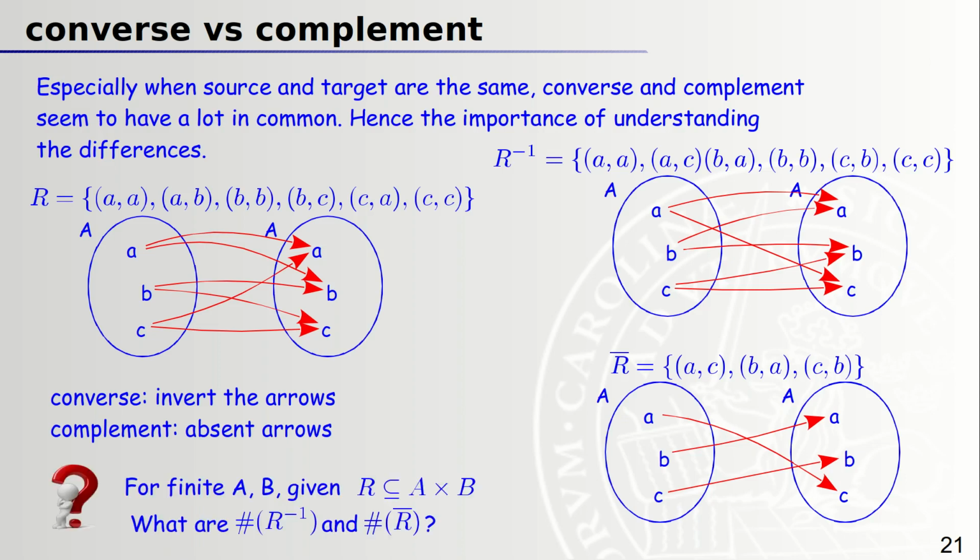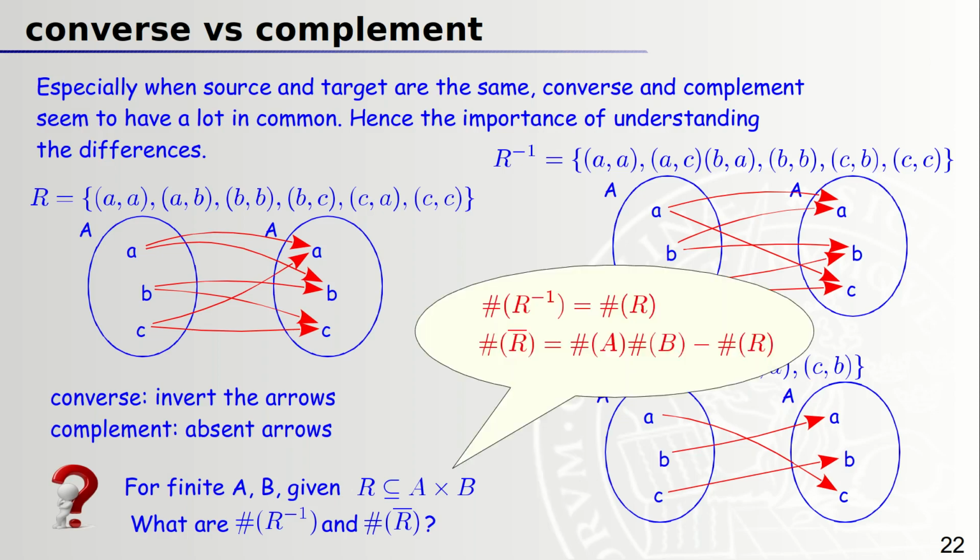Now suppose we have finite sets A and B and a relation R from A to B. What can you say about the cardinalities of R's converse and of its complement? The cardinality of the converse is the same as that of the original relation. And the cardinality of its complement is the cardinality of the entire Cartesian product of source and destination minus that of the original relation.